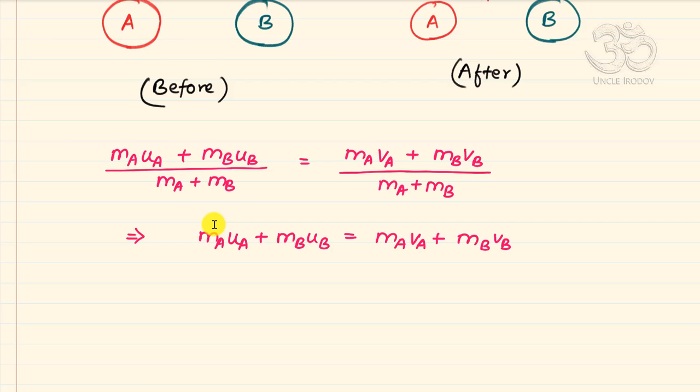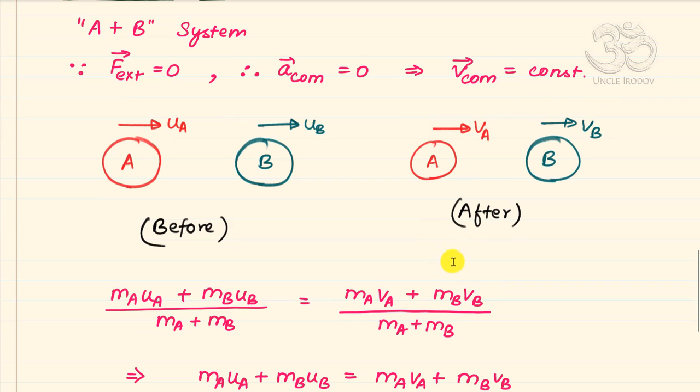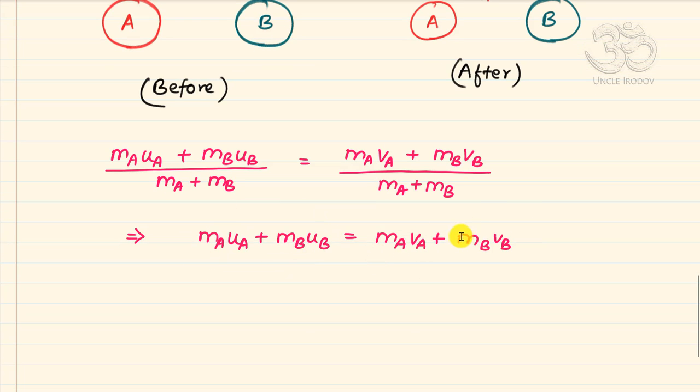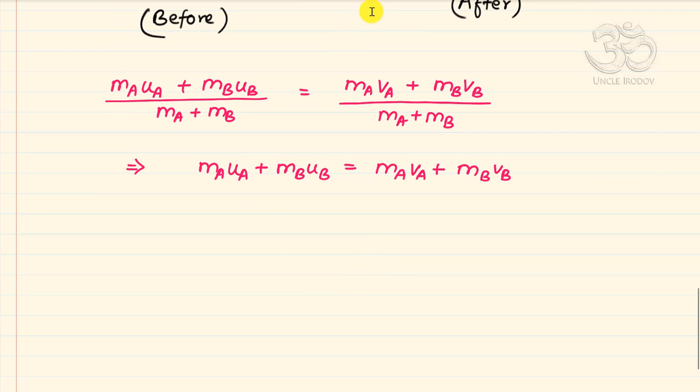Okay, cool. So this shows you that the total momentum of A and B before collision is equal to the total momentum of A and B after collision. In fact, the total momentum of A and B at any time during the collision will also be a constant, because the velocity of center of mass will always be a constant. So it's not just before and after, it's also during.